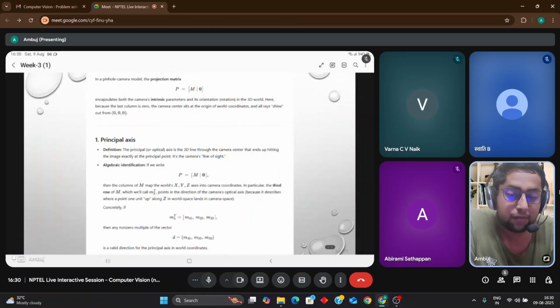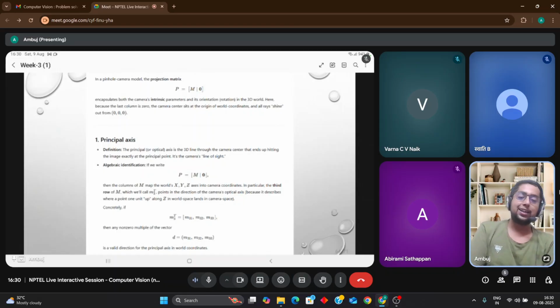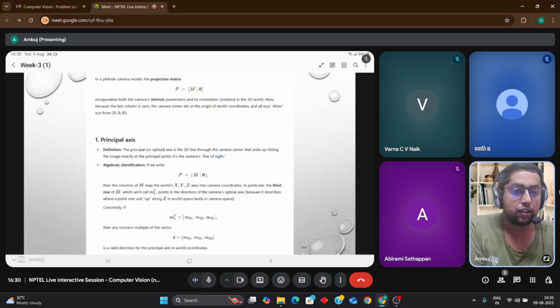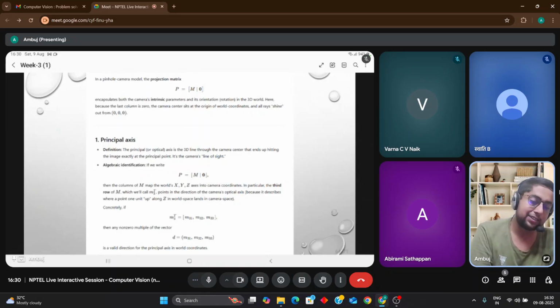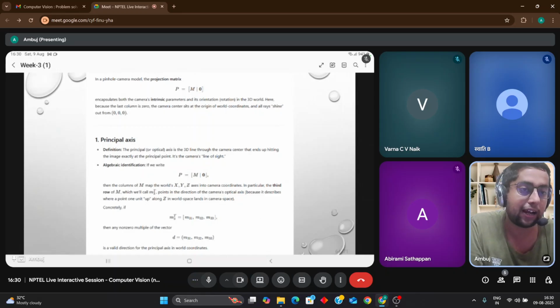In projective camera modeling, the projection matrix P equals [M | 0] and encapsulates both the camera's intrinsic parameters and its orientation in the 3D world. Because the last column is 0, the camera center sits at the origin of the world coordinates. All rays shine out from (0, 0, 0). What is the principal axis? The principal or optical axis is the 3D line through the camera center that hits the image exactly at the principal point, that is the line of sight.